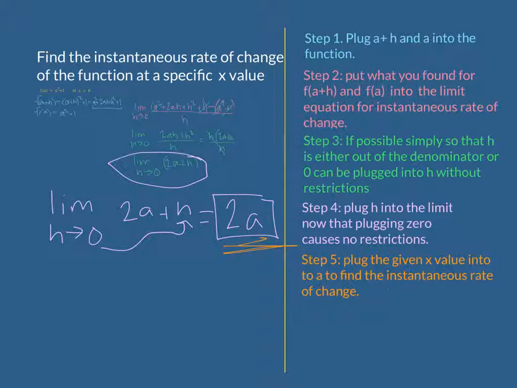So our original problem said that x was equal to 8. So that means we're going to plug 8 into our a. A represents the x value at a given moment. So our given moment is when x is 8. So my instantaneous rate of change is equal to 2 times 8, which is 16. Now we don't really have a set of units here. So our final answer is simply 16.